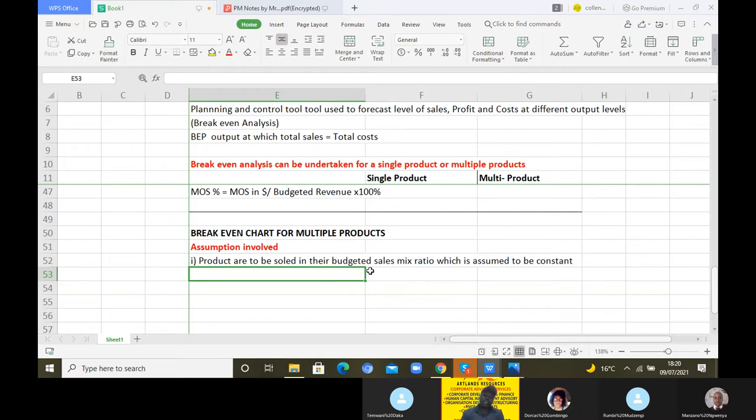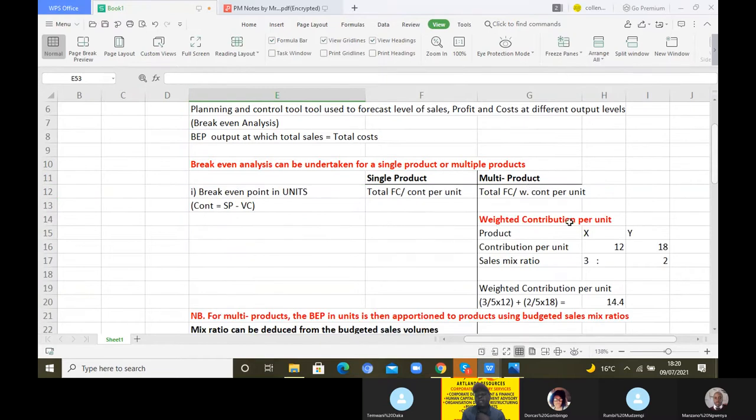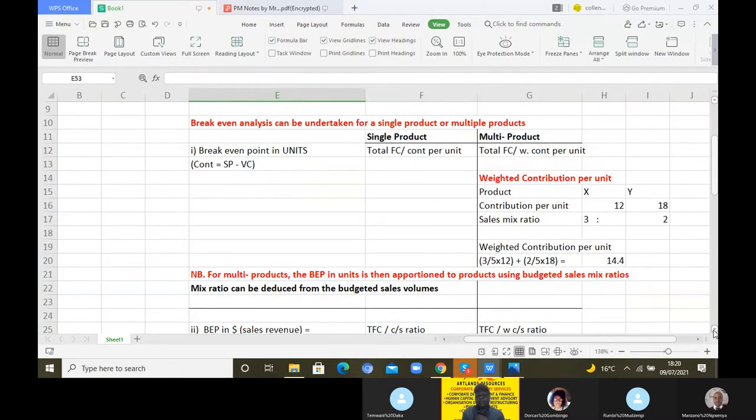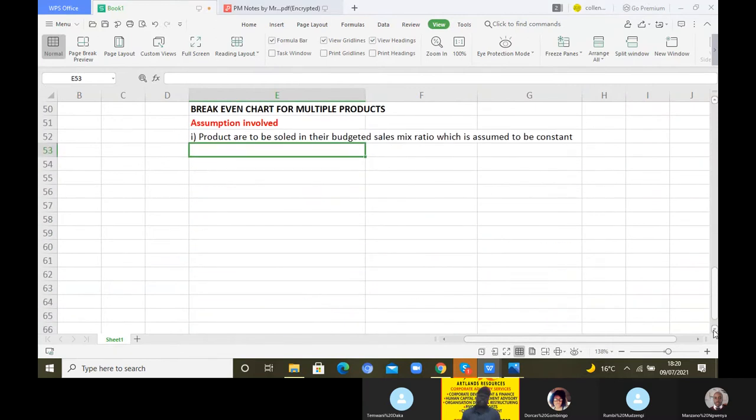And I told you that if you are not given the mix ratios, but you are just given budgeted figures, you can deduce the mix ratio from the budgeted figures. For example, suppose you are told that the firm is budgeted to sell 22,000 of X and 20,000 of Y. It means the mix ratio is 22,000 to 20,000.